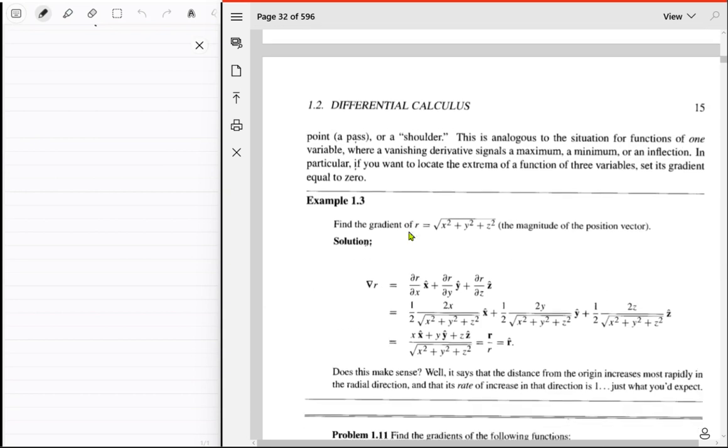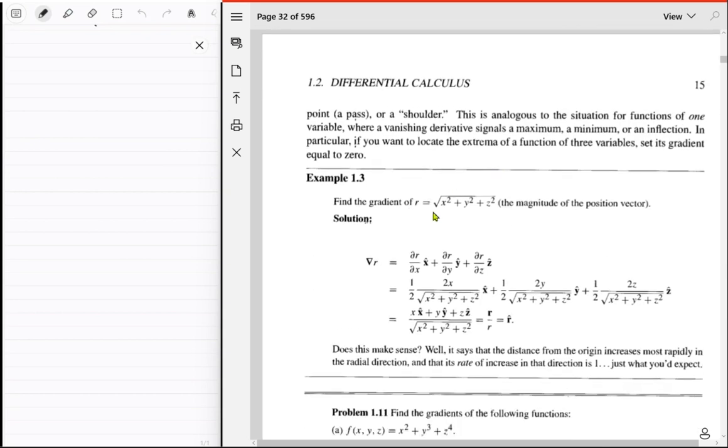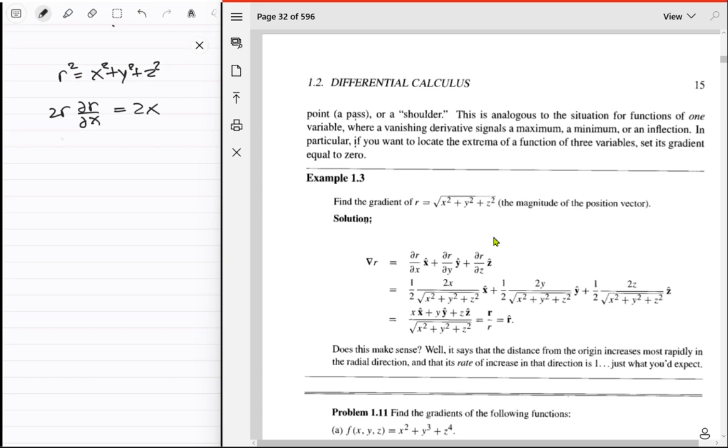Then the next thing is, okay, so you've got a problem now. Find the gradient of r, which is equal to the square root of x squared plus y squared plus z squared, the magnitude of the position vector. Fine. So what we can do is square this. So r squared is equal to x squared plus y squared plus z squared. Then differentiate this, but we'll just keep y and z constant, so that basically you're taking a partial derivative, right? So what you get is 2r partial r upon partial x is equal to 2x. So partial r upon partial x is just x upon r. And similarly, partial r upon partial y will be y upon r, of course, and so on.